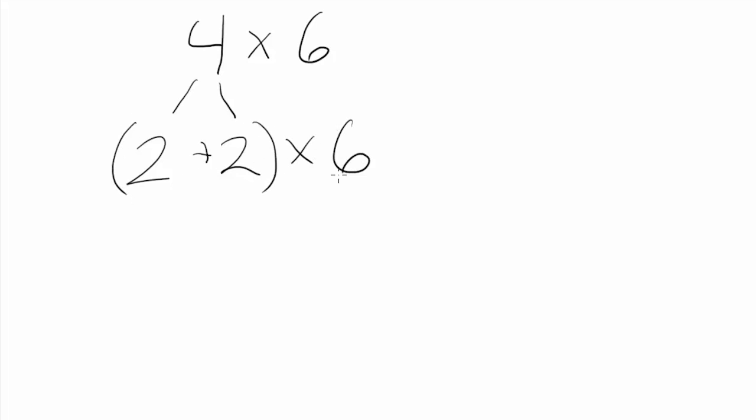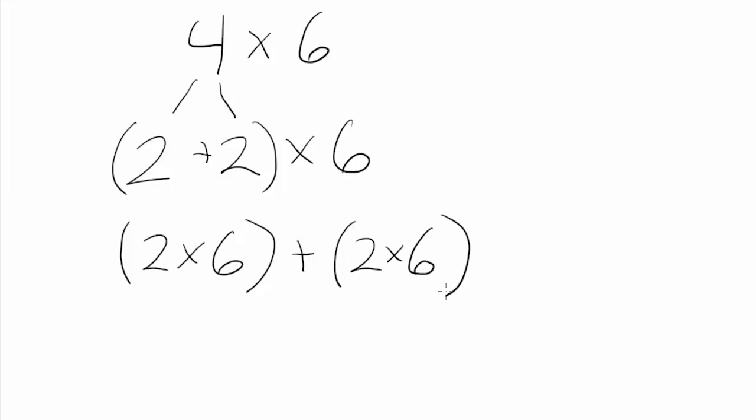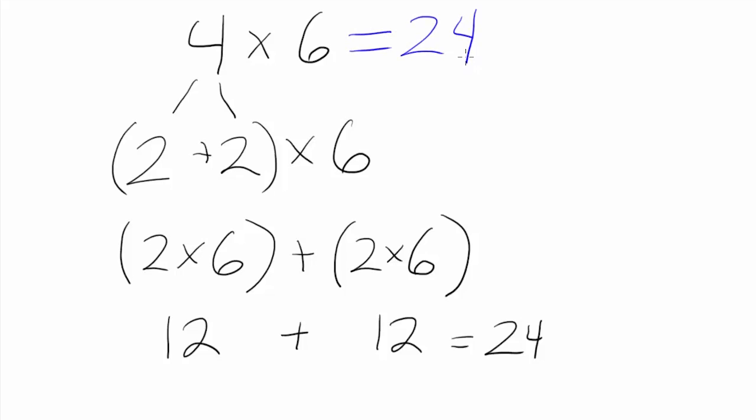Using the distributive property, we create 2 identical multiplication expressions: 2 multiplied by 6 plus 2 multiplied by 6. The product of 2 multiplied by 6 is 12, which we can use to make our expression 12 plus 12, which we can then solve to be 24. The product of our original expression, 4 multiplied by 6, is 24.